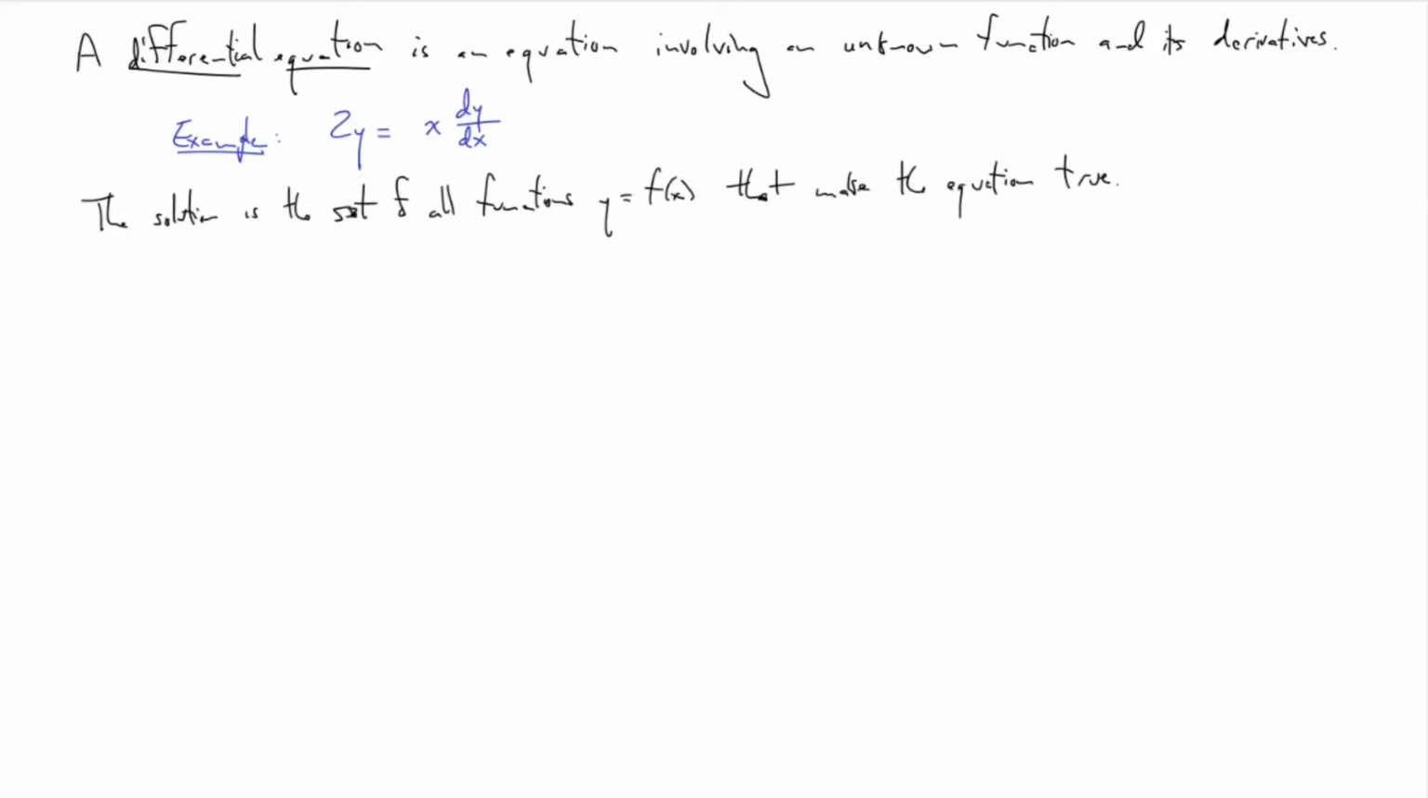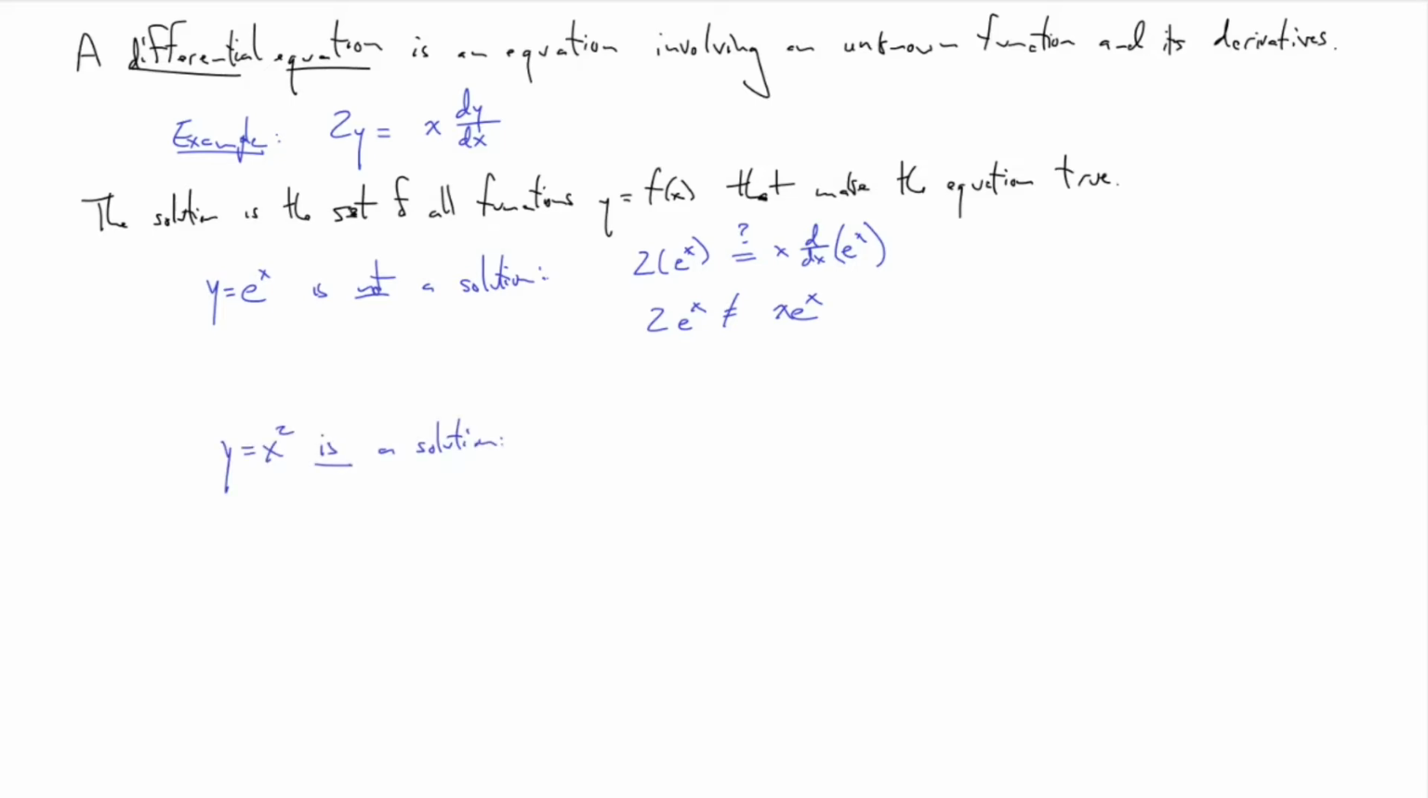And the solution to a differential equation is the set of all functions y that make the equation true. So for the example that we're looking at here, 2y equals x times dy/dx, it's not hard to show that the function y equals e to the x is not a solution. We can check by plugging in the function y equals e to the x into that differential equation, and we would get that 2 times e to the x equals x times e to the x. Now that might be true for some particular value of x, but it's not true in general. And so this function y equals e to the x is not a solution.